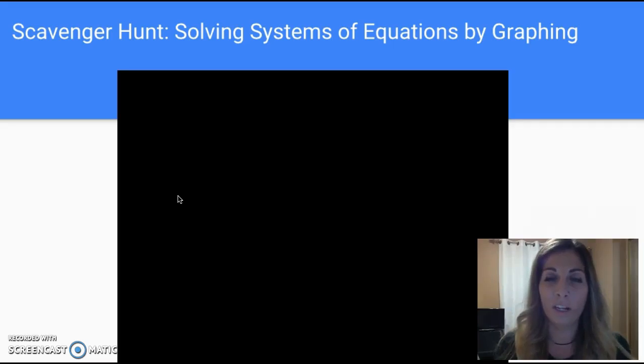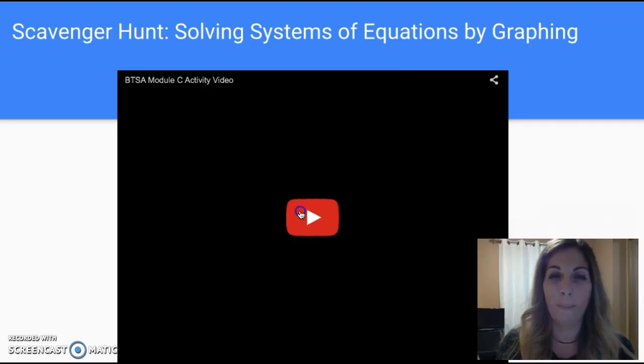As you can see, they are working together in pairs, trying to solve and discuss approaches and ways of solving systems of linear equations by graphing.